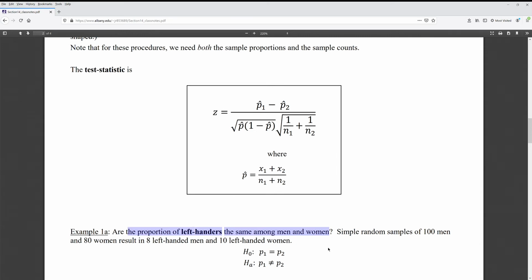Are they the same? Yes or no? Are they the same or are they different? Are they the same number or are they different numbers? So the HA is going to be a two-sided test.